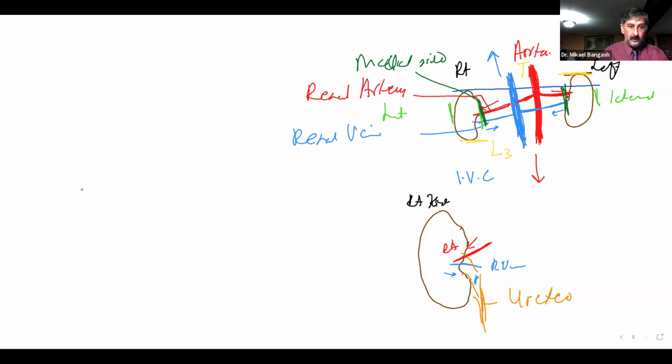And what do we call this area here on the medial side of the kidney, where the artery enters, the vein leaves, and the ureter leaves? This is your renal hilus.